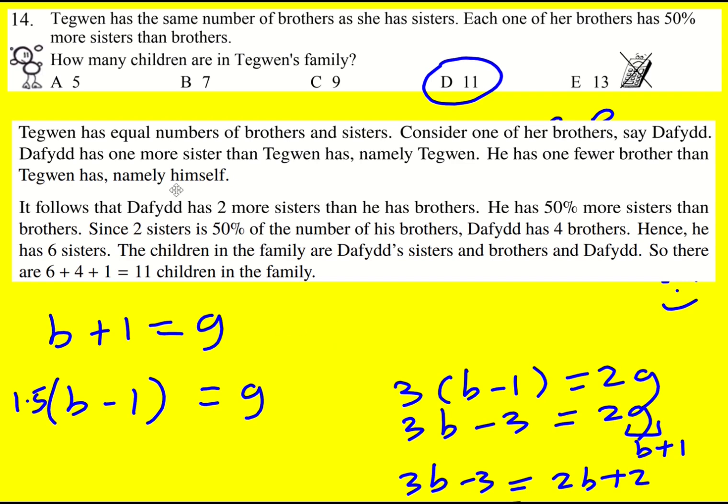It follows that he has two more sisters than he has brothers. And because it says each one of the brothers has 50% more sisters than brothers, then two sisters is 50% of the number of his brothers. And that means he has four brothers, which means there's going to be five boys in total. And also, because he has two more sisters, then he has six sisters. So then we just need to do 6 plus 4 plus 1 is equal to 11.